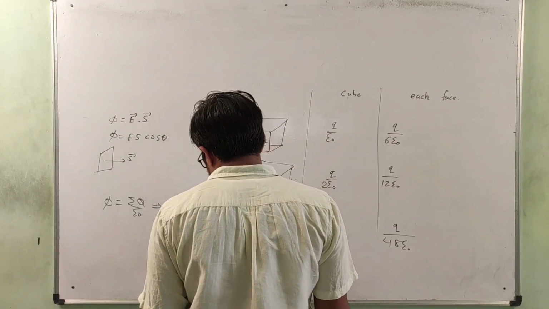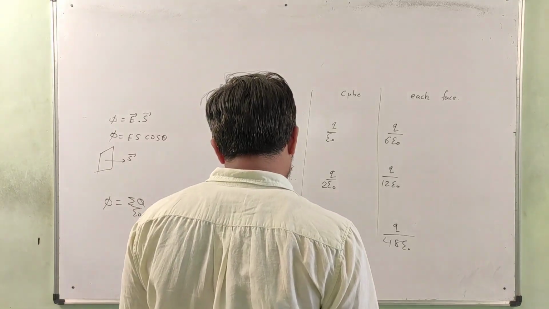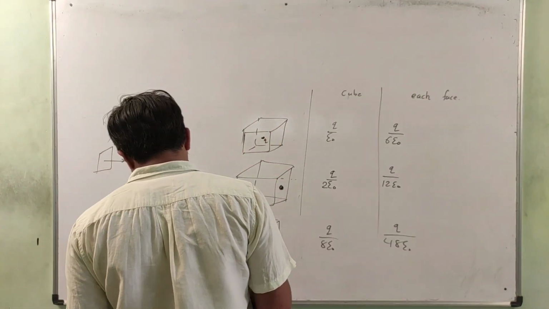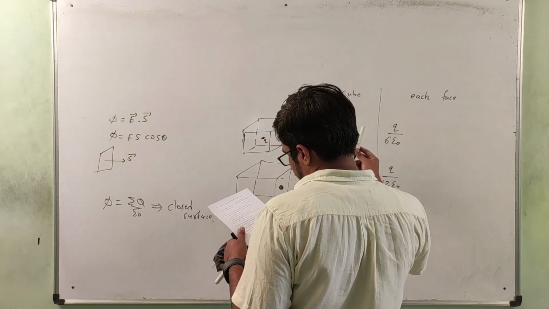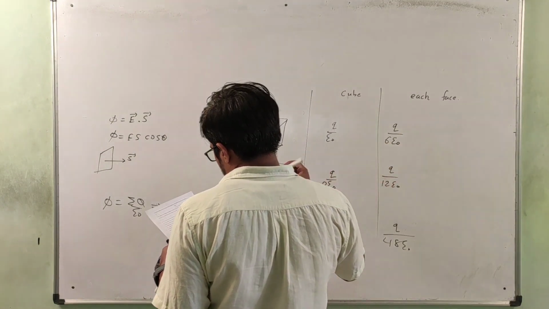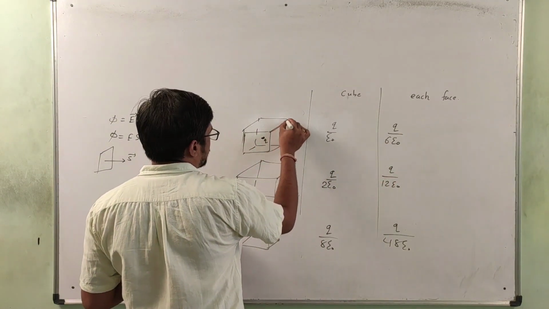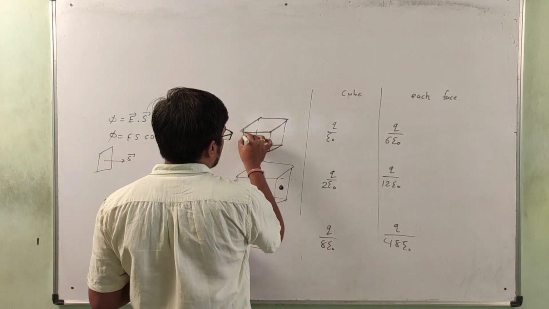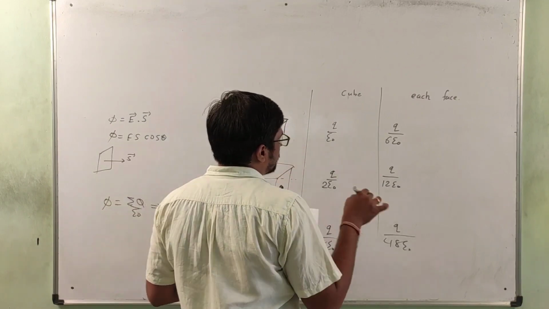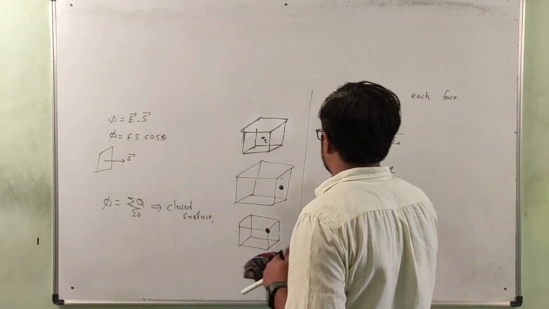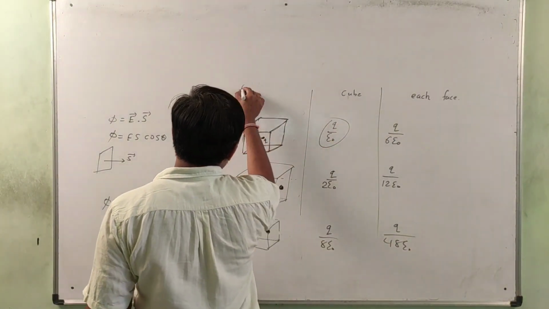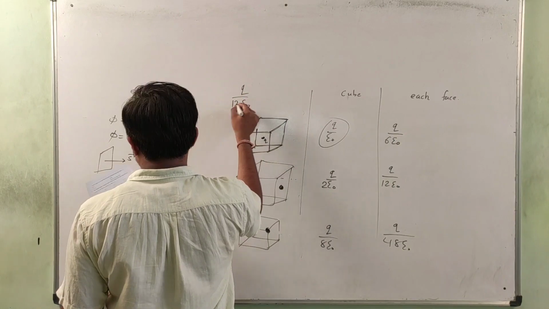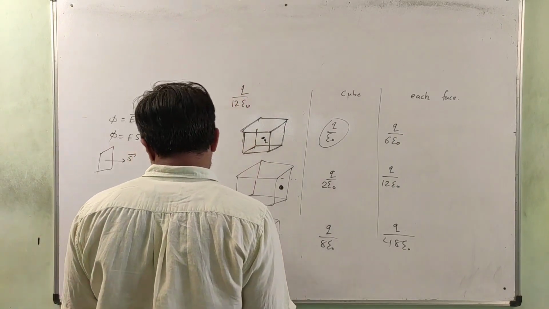So if the charge q is placed at the center of the cube, then the flux associated with each edge is what? Now how many edges are there? 1 2 3 4 5 6 7 8 9 10 11 12 edges are there. For the whole cube the flux is q by epsilon naught. So for each edge the flux is q by 12 epsilon naught.